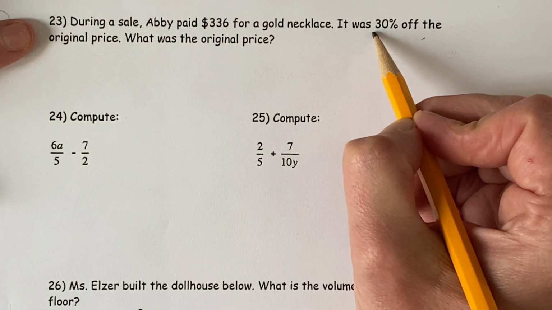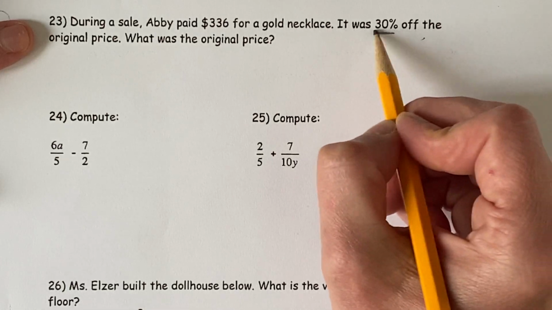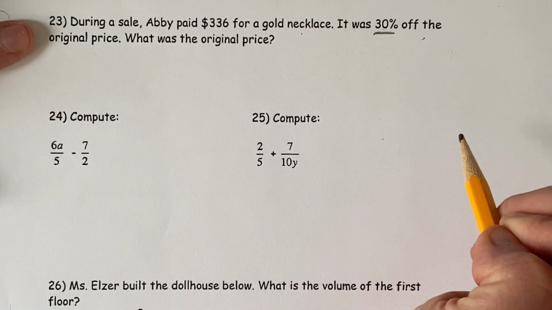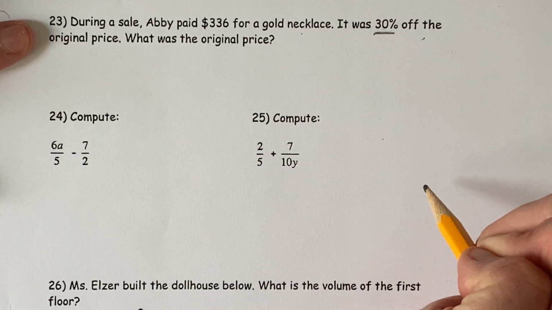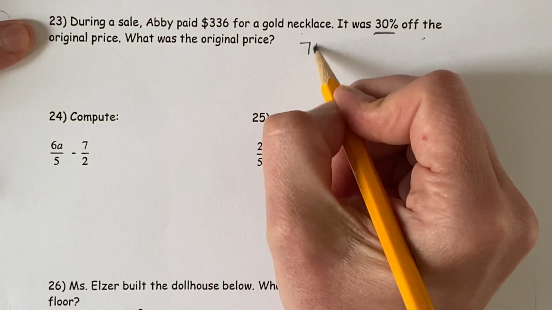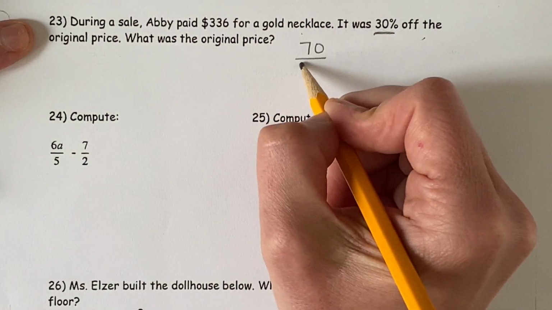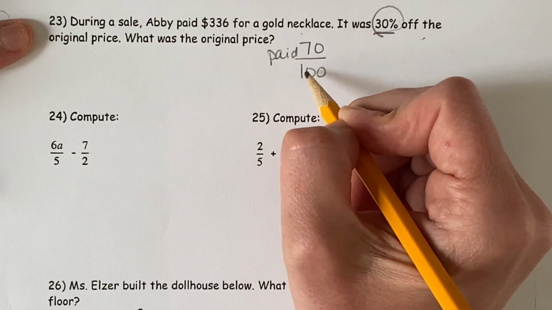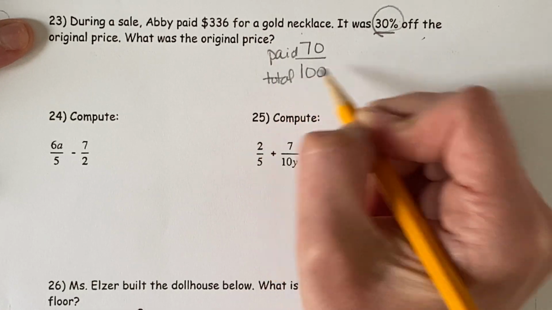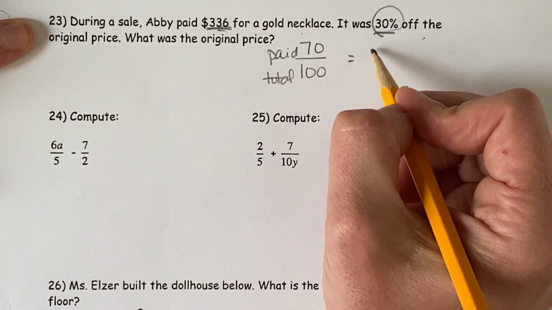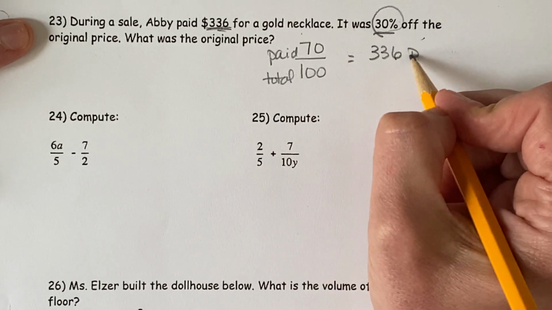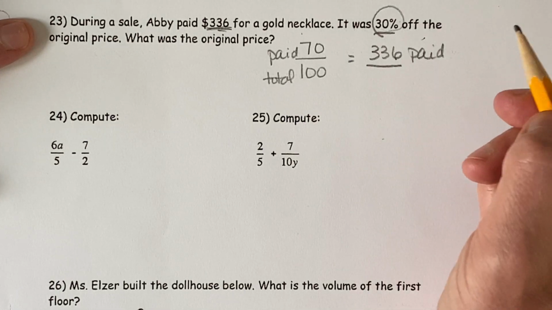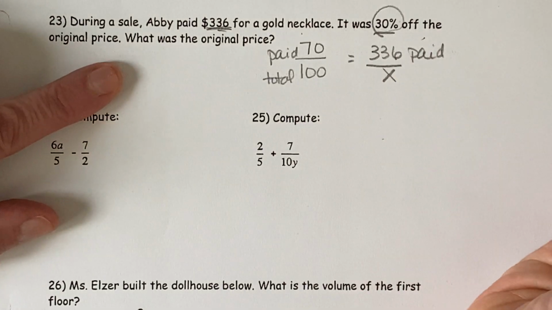And I said this language yesterday. If you didn't pay for 30% of the necklace, then you did pay for 70% of the necklace. Okay, so if we paid for 70% of the necklace, right? Because we had 30% off, 70 and 30 make 100% total. We did pay $336, is what Abby paid. And they're asking what was the original price.